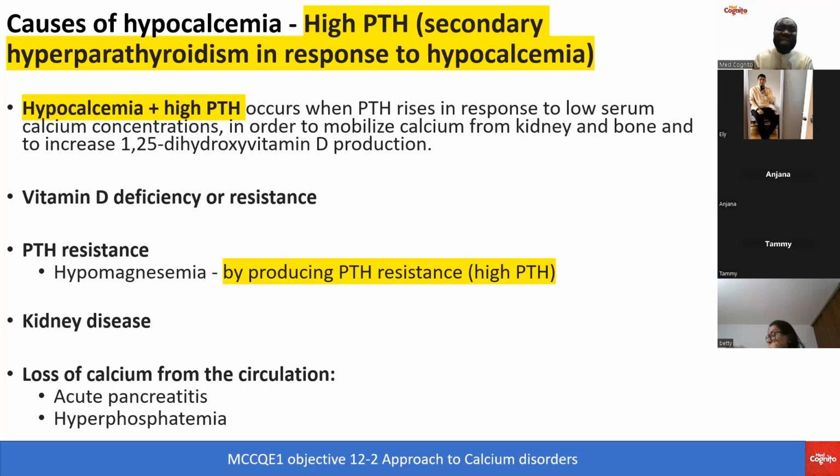And you can also see high parathyroid hormone levels and low calcium levels in patients who present with acute pancreatitis and hyperphosphatemia. So please, in your book, write patients who present with low calcium, low parathyroid hormone. We've learned that. And now, low calcium, high parathyroid hormone levels. These are the differentials.